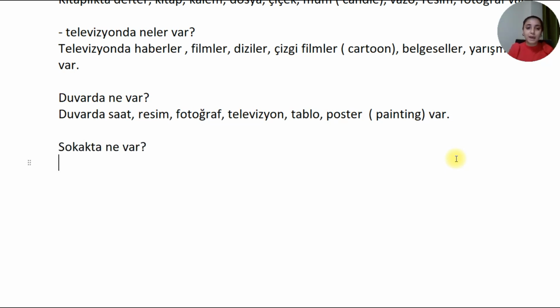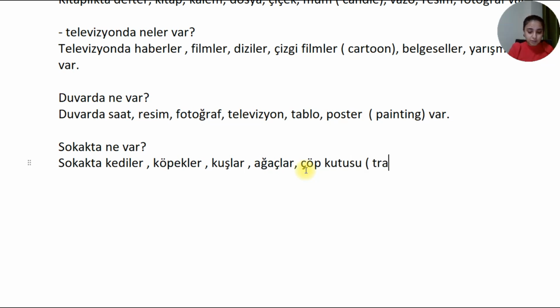Now it is time to say the animals. Sokakta kediler, köpekler, kuşlar, ağaçlar, trees. Cats, dogs, birds, trees, ağaçlar, and let's say çöp kutusu, it is trash bin, çöp kutusu, mağazalar, shops, mağazalar. What else?